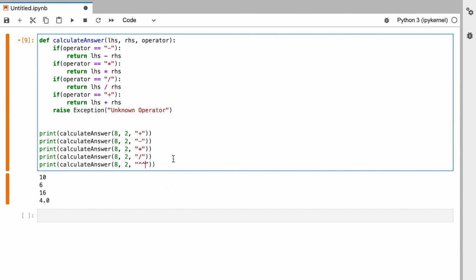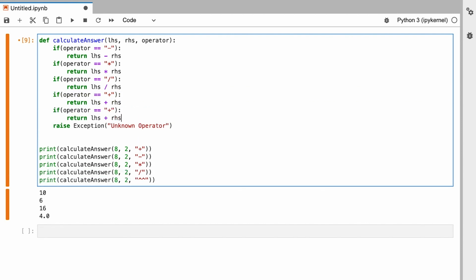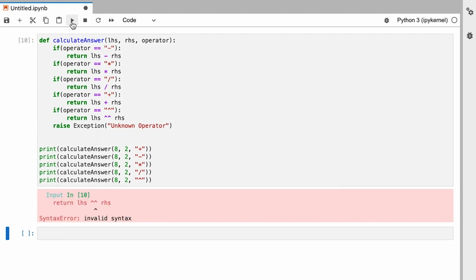So now I need to say if operator is that, raise them to that power. Okay, so let's copy that line, and then let's say if operator is up up, actually let's just say it was up. I can just do it once, but then I'm going to return not left side plus that, but the left hand side to the power of the right hand side. So, and we put in 8 2, so this should be 64.